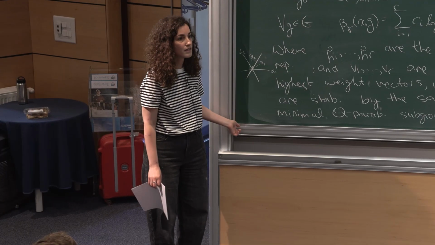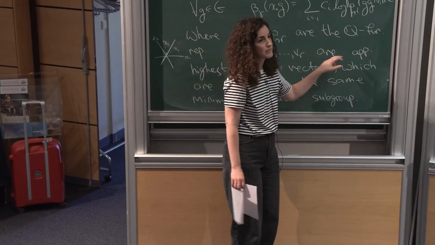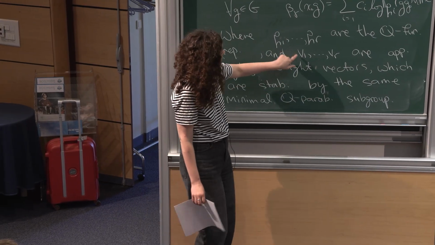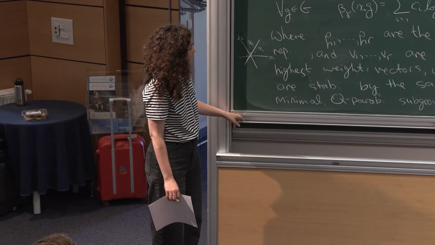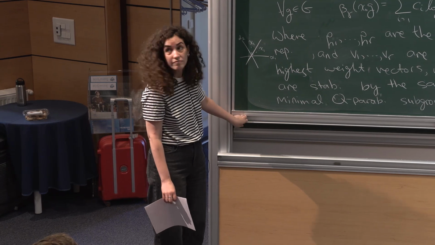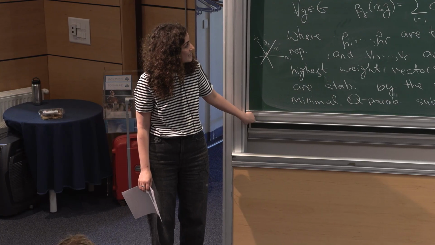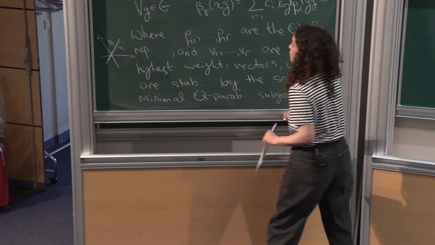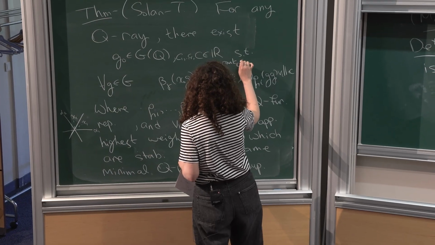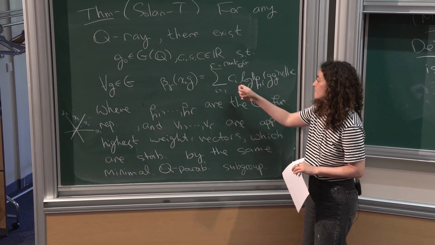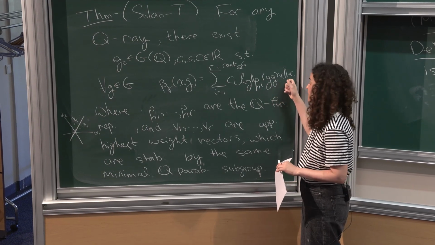What is written, v1 to vr are the appropriate highest weight vectors. So v1 is the highest weight vector of the first representation, v2 is the highest weight vector of the second, and so on. Could you read one more time what the Busemann function equals exactly? Yes, this is a sum, i goes from 1 to r, where r, by the way, is exactly the Q rank of G, of c_i log of the norm of rho_i(g g naught v_i), plus c.